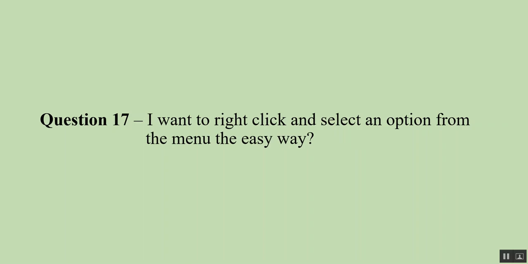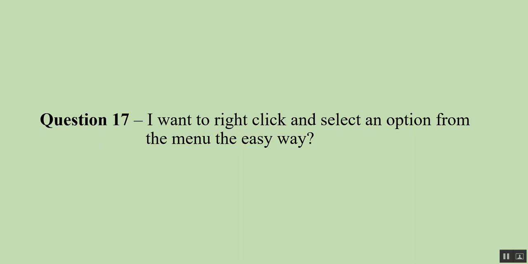And the 17th question is, I have a page where I want to right click and select an option from the menu, the easy way. There may be so many ways, but I want to find the easy way. The scenario is simple: right click, select an option, that's it.